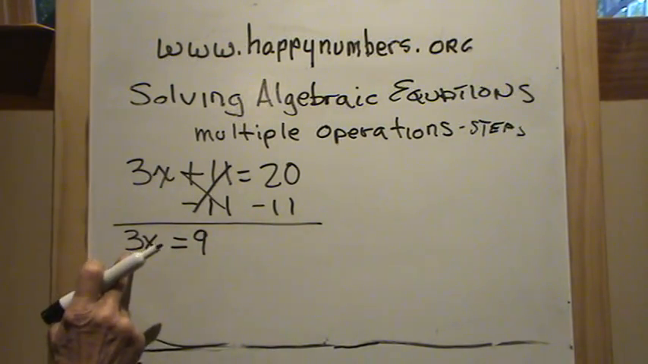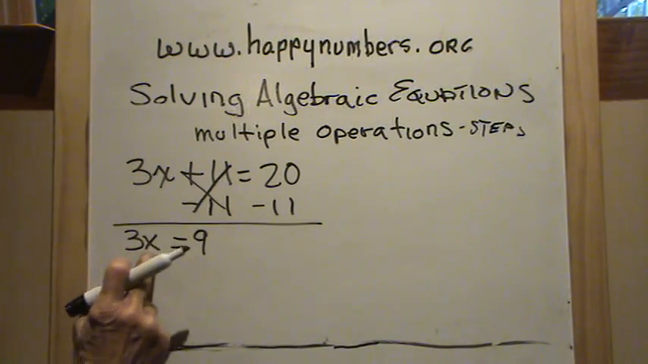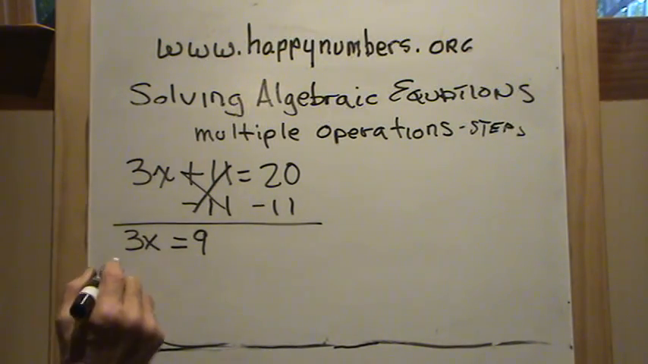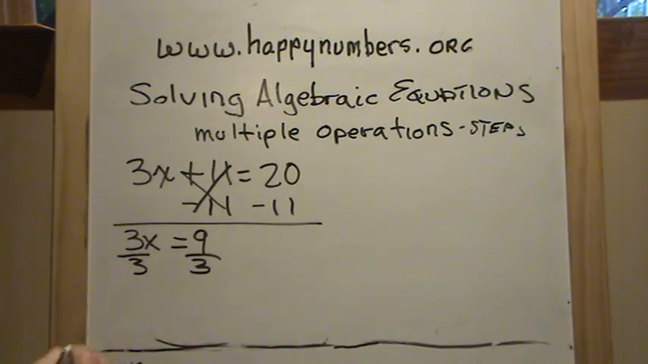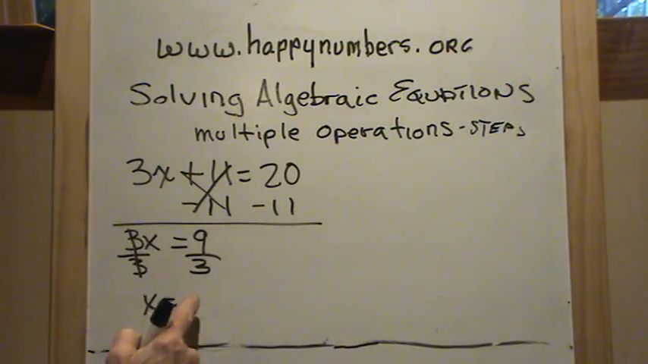Now I need to eliminate the 3. This is multiplication, so I can use the inverse or opposite relationship, which is division. Divide by 3, divide by 3. This goes away. x equals 9 divided by 3, which is 3.